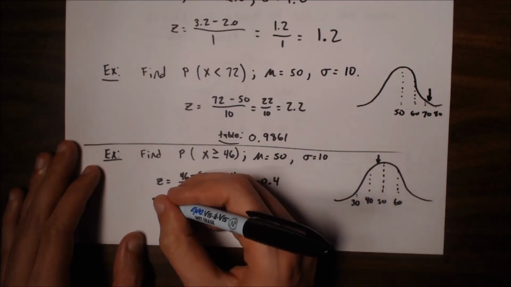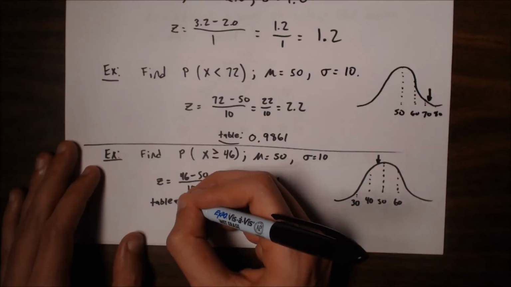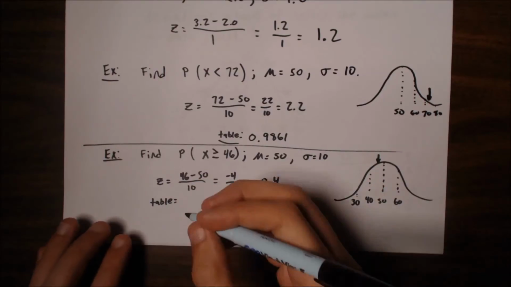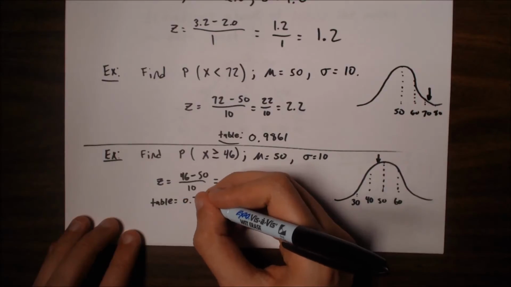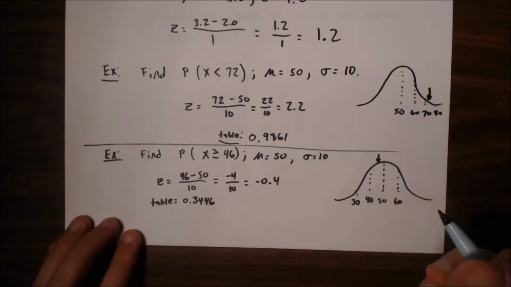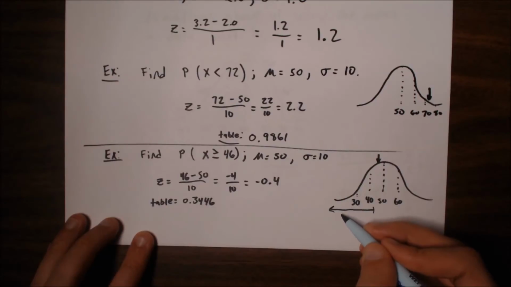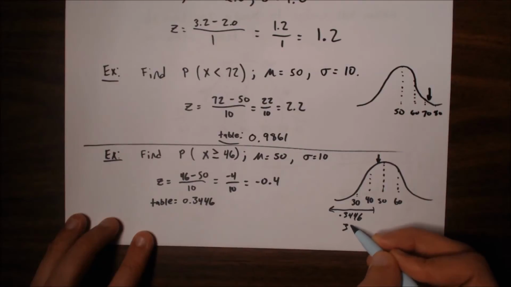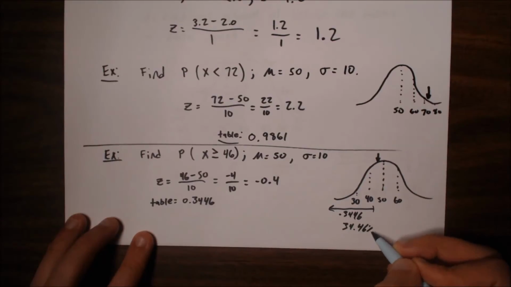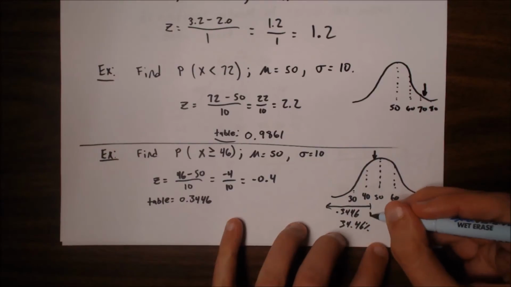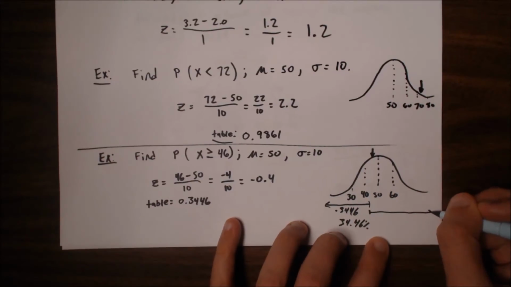Now I'm going to look up in the table to find the probability that something would be left of that: 0.3446. So what that means is from here to the left represents 0.3446 or 34.46% of the data. But I don't want to know this part. I want to know from this part all the way to the right.